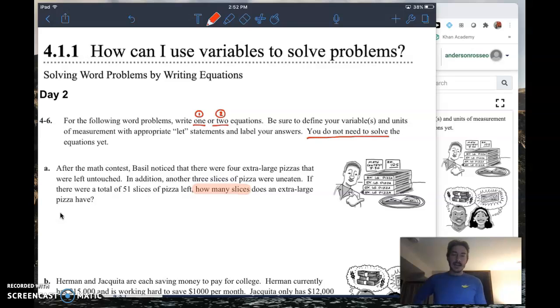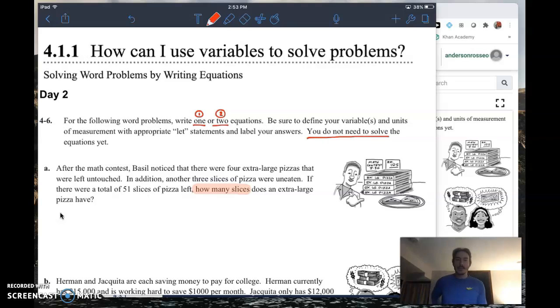Part A is probably the most manageable part of this, and it's a nice, easy entry point. I'll read it. You follow along. After the math contest, Basil noticed that there were 4 extra large pizzas that were left untouched. In addition, another 3 slices of pizza were uneaten. There were a total of 51 slices of pizza. How many slices does an extra large pizza have?